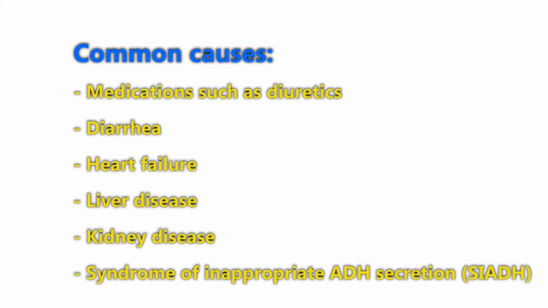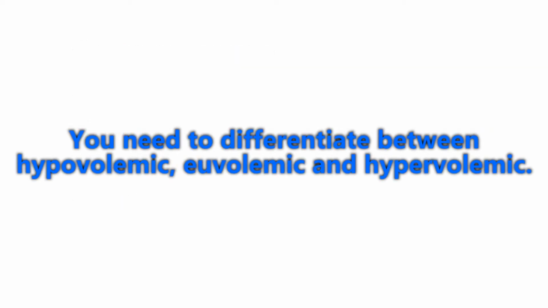Common causes or etiology would be medications like diuretics, diarrhea, heart failure, liver disease, kidney disease, or syndrome of inappropriate antidiuretic hormone secretion, or SIADH. We need to differentiate between hypovolemic, euvolemic, and hypervolemic.